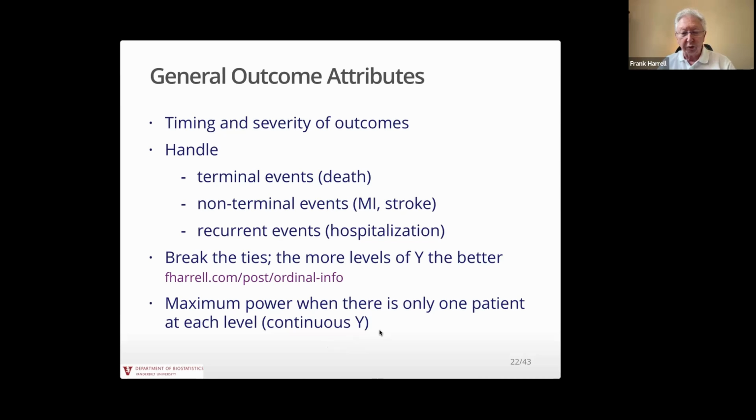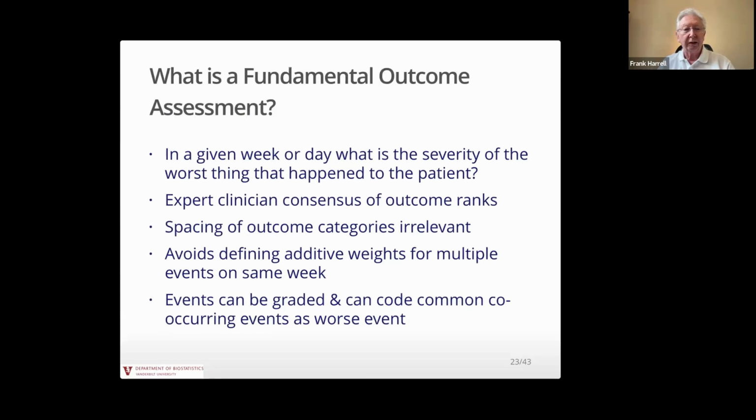So that's a continuous outcome is your maximum information, maximum power, minimum sample size outcome until you get to longitudinal, which helps even further. So what is a fundamental outcome assessment for the vast majority of clinical trials that I've ever seen? You can think of it this central way. And once you think about data as longitudinal, it opens up a wide variety of powerful analyses, unlike doing time to first event analysis. So think about in a given time period, week or a day, what is the severity of the worst thing that happened to the patient? A way to judge the success of a treatment would be that it makes the worst thing that happens to a patient less bad than placebo does.